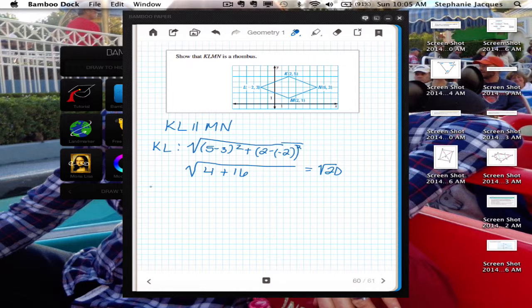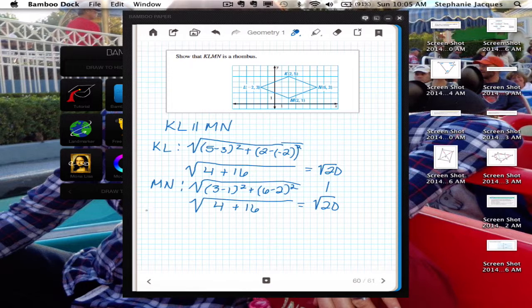So let's see what MN is now. MN is going to be the square root of 3 minus 1 squared plus 6 minus 2 squared. Underneath there, I'm going to have a 2 here, which is 4, and I'm going to have a 4 here, which is 16, and that'll give me the square root of 20. So I do know those are congruent.